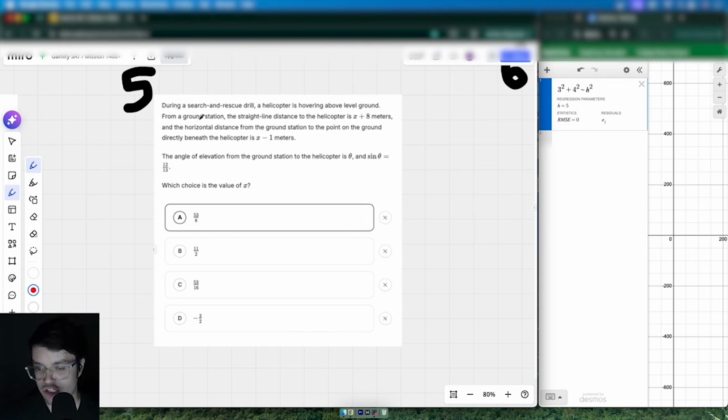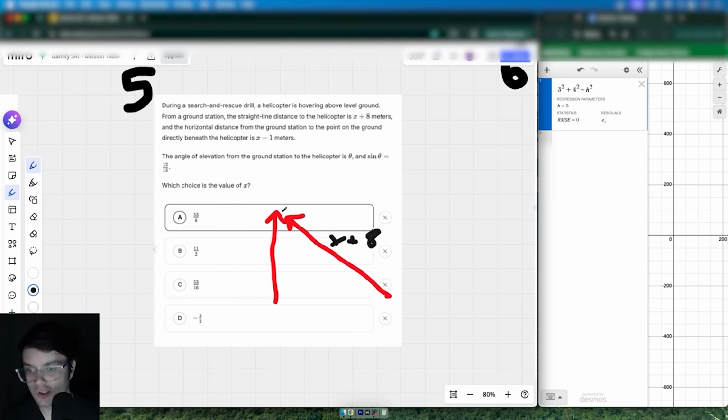So we have a search and rescue drill with a helicopter hovering above level ground. So let's just imagine here, this is the distance from the ground to the helicopter. From a ground station, the straight line distance to the helicopter is x plus 8 meters. So from a ground station would not be directly below it. It would probably be something like here. So that would be the diagonal. So that would be equal to x plus 8.